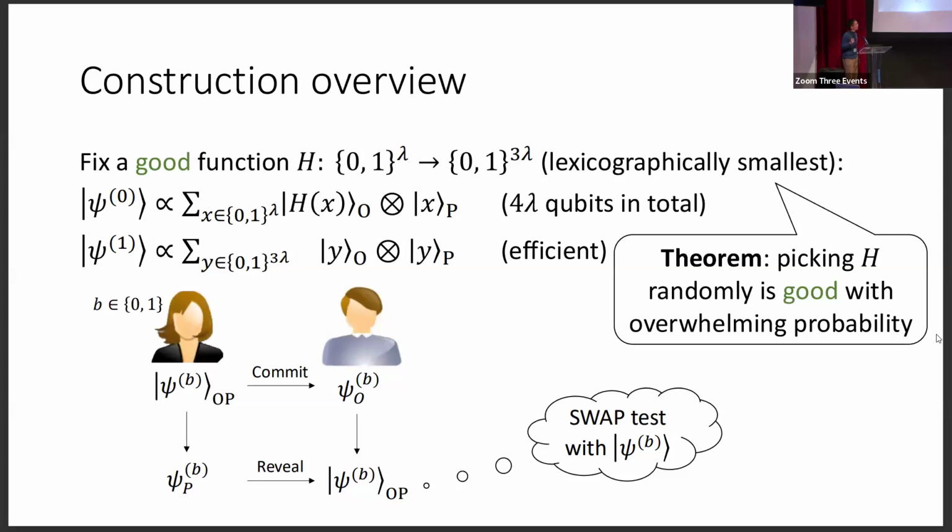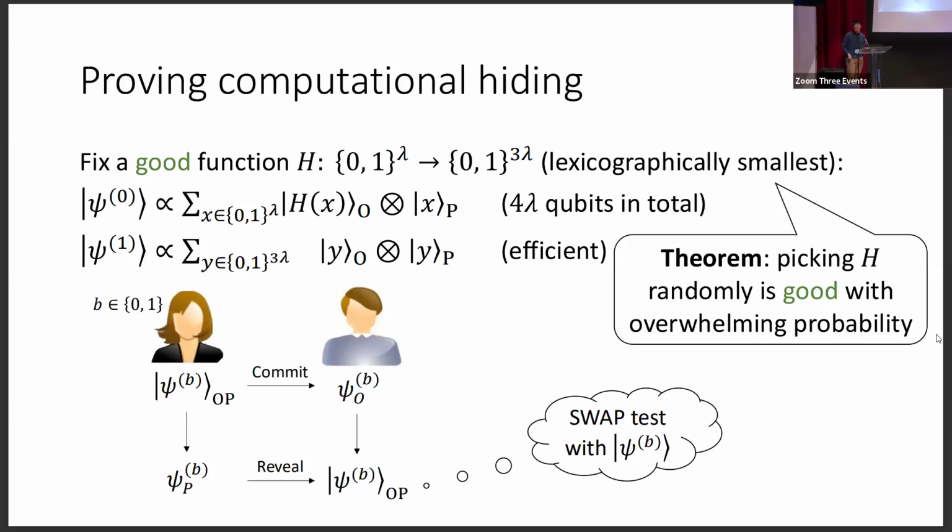Okay, so what we'll basically show in our paper is that if you just pick an H uniformly at random among all the possible functions, then this is actually good, meaning that it will make this construction work with overwhelming probability. Okay, so now let me quickly tell you what the proof idea is.